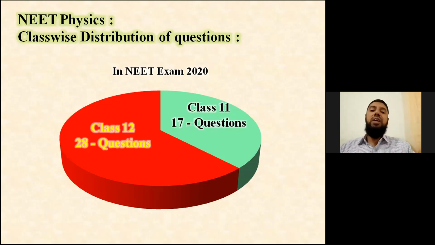First PUC ಅಲ್ಲಿ ಕೇವಲ 17 questions ಇದ್ವು. Second year ಅಲ್ಲಿ 28 questions ಇದ್ವು. ಆದರೆ generally ಇನ್ನು ಹಿಂದಿನ ಪೇಪರ್ಸ್ ನಾನು ನೋಡಿದಾಗ first year ಅಲ್ಲಿ around we had 20, 21, 22 questions. From second year 23, 24 questions were there. But last year, 17 questions from class 11 and 28 questions from class 12.